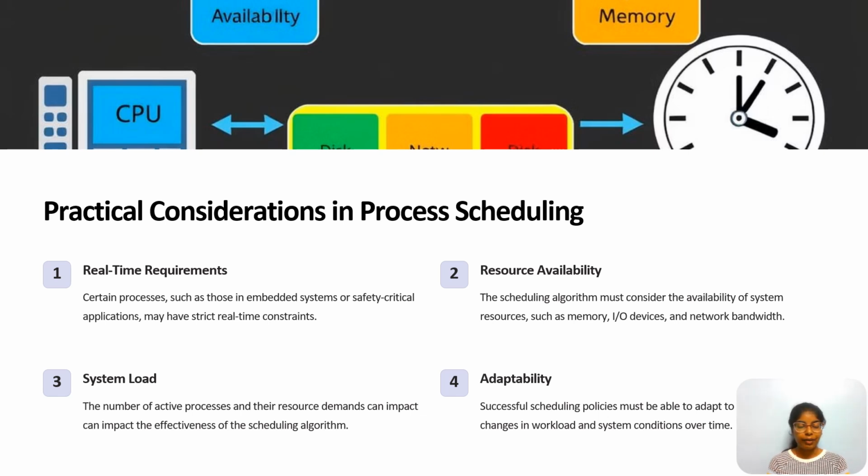Considerations in process scheduling. First point, real-time requirements. Certain processes such as those in embedded systems or safety critical applications may have strict real-time constraints. Second point, resource availability. The scheduling algorithm must consider the availability of system resources such as memory, input-output devices, and network bandwidth. Third point, system load. The number of active processes and their resource demands can impact the effectiveness of the scheduling algorithm. Fourth point, adaptability. Successful scheduling policies must be able to adapt to changes in workload and system conditions over time.